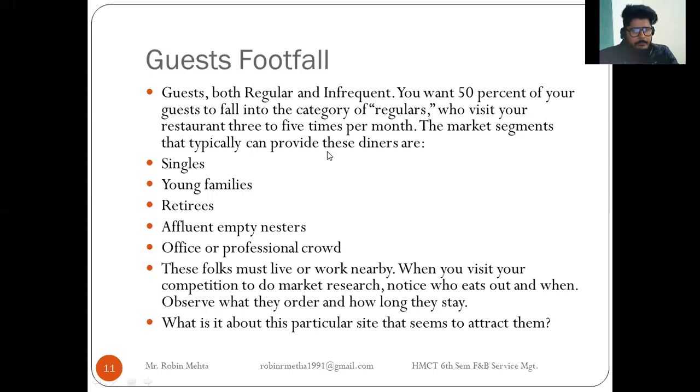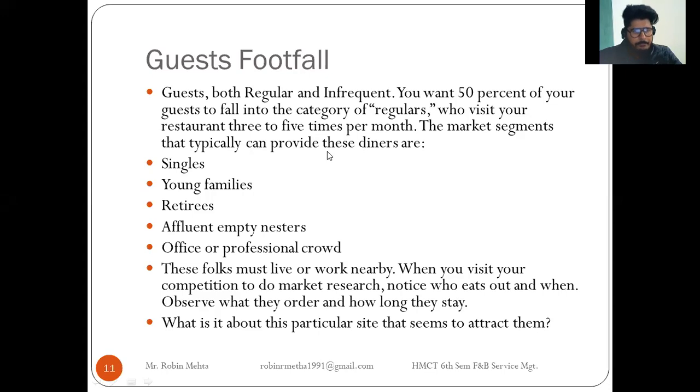And next point, the focals must live or work nearby. When you visit your competition to do market research, notice who eats out and when. Observe what they order and how long they stay. What is it about this particular site that seems to attract them? You can also check what your competitors are serving to the guests, how long the guests stay over there, how frequently they are ordering, and what they are ordering regularly.